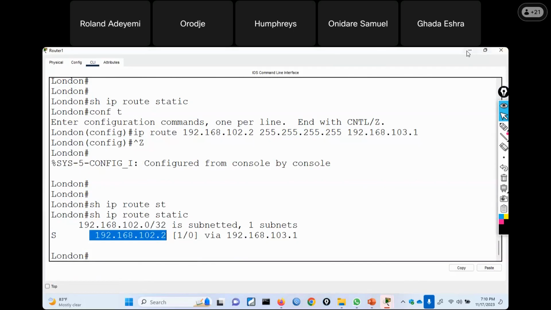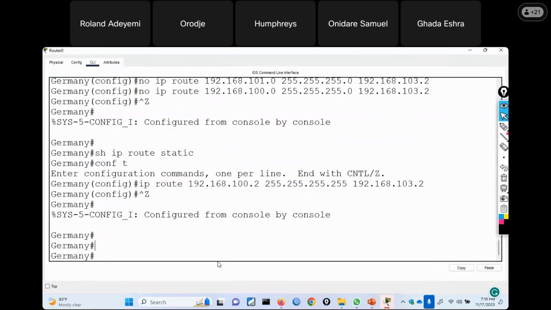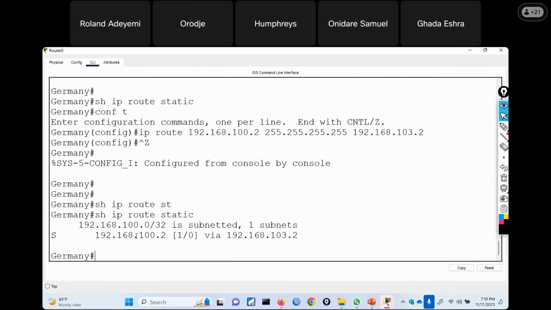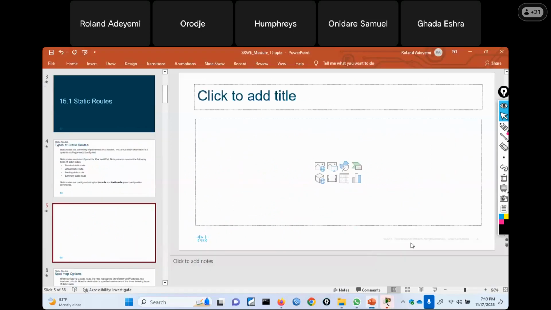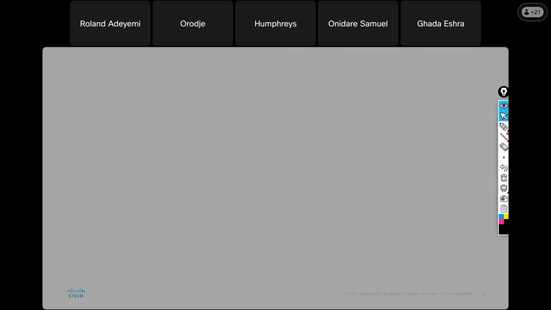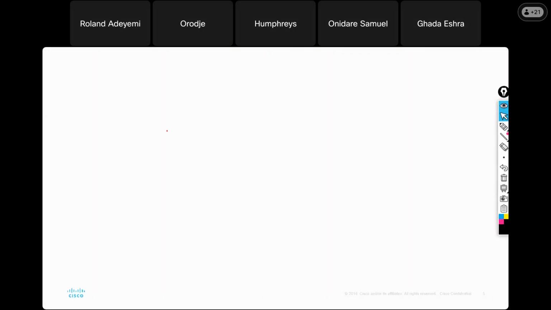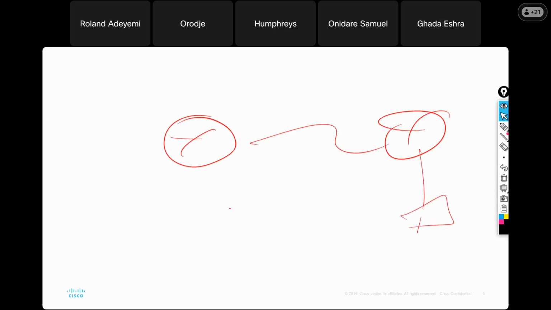And we went to the other side also. We put the address we are particular about. Show IP route static. Look at it here. We are particular about this IP address as a whole. So sometimes in your network, you don't want the whole network to talk to themselves. You don't want everybody to talk to themselves. You can single out the network you want. You can do that.